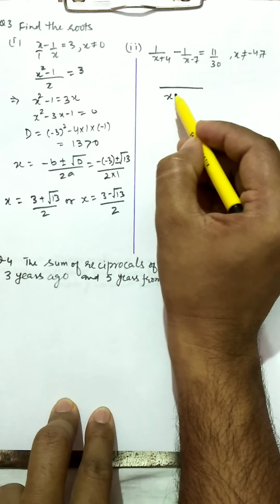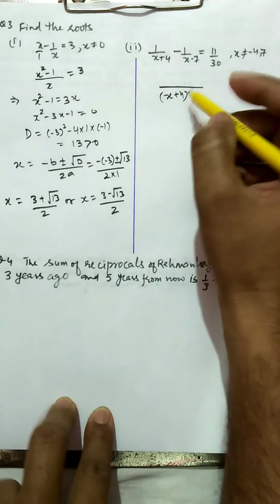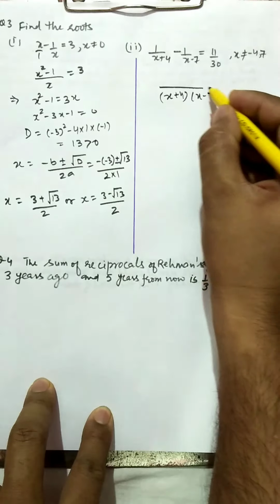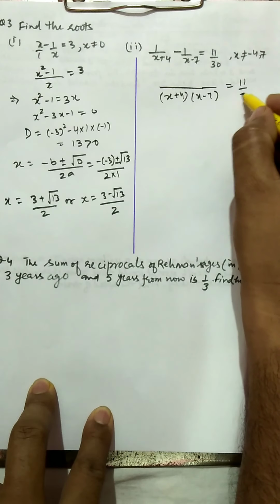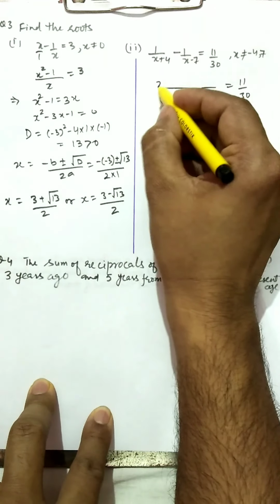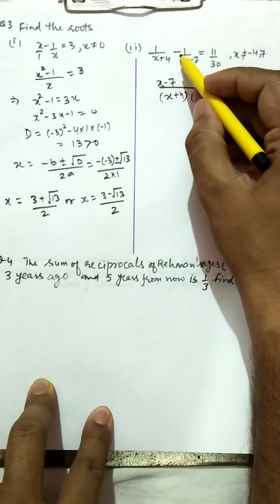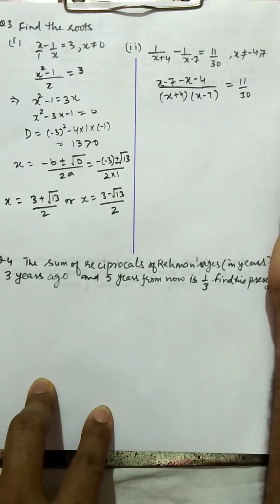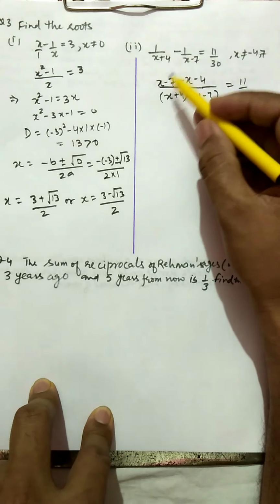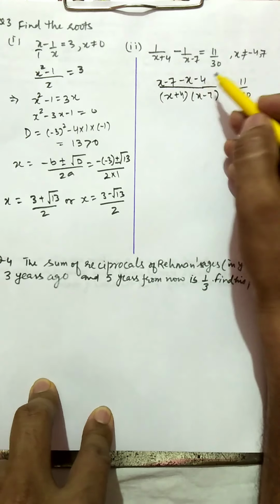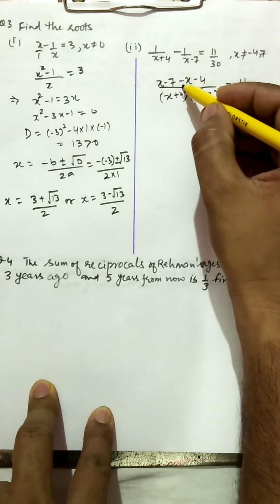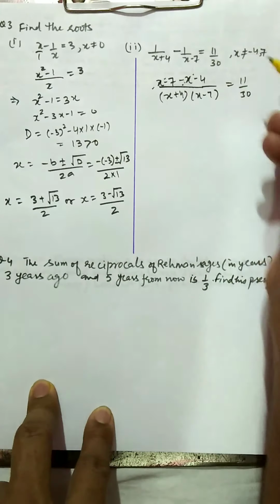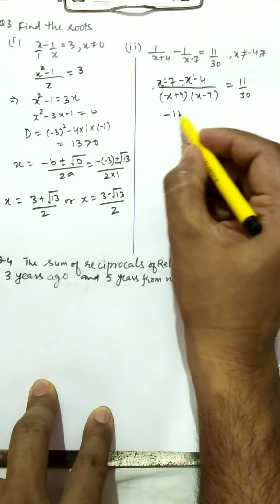So this is x plus 4 and this is x minus 7 and this is 11 upon 30, and you take LCM. This is x minus 7 and this is minus. So if you bring this minus, and this is minus 4. I'm not putting bracket but making the values according to this minus sign. So you can see that your x got cancelled. This is minus 7 and this is minus 11. So this is minus 11.